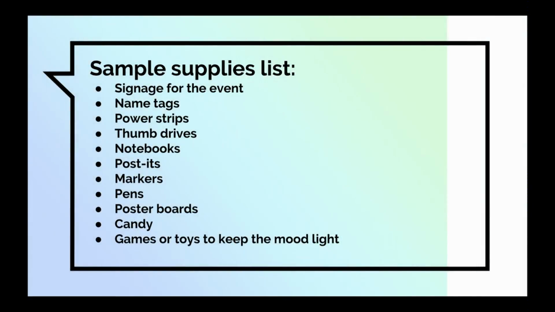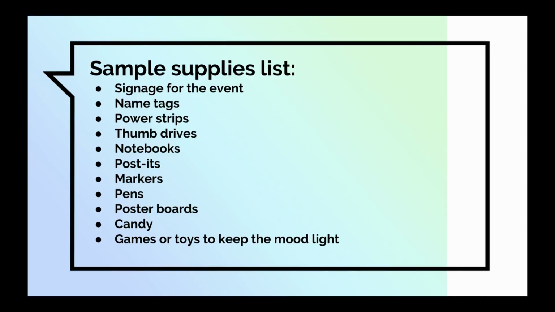Right. So then, just going into the day, I prepared a sample supply list, things that you might want to have as you're going in: signage for the event, name tags so people know, power strips so you have all of the electricity you need, thumb drives for people so they can be sharing presentations or data, notebooks, Post-its, markers, pens, poster boards, any of these sorts of supplies.